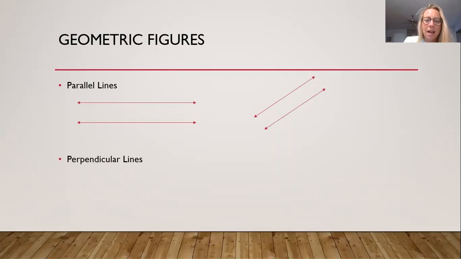And finally, we have perpendicular lines. Perpendicular lines are two lines that cross to make a right angle. So you see these two lines cross, they look like an addition sign. And at the point where they intersect, where they cross, we can tell that these are 4 right angles. That's another example of perpendicular lines. They don't always have to be up and down.